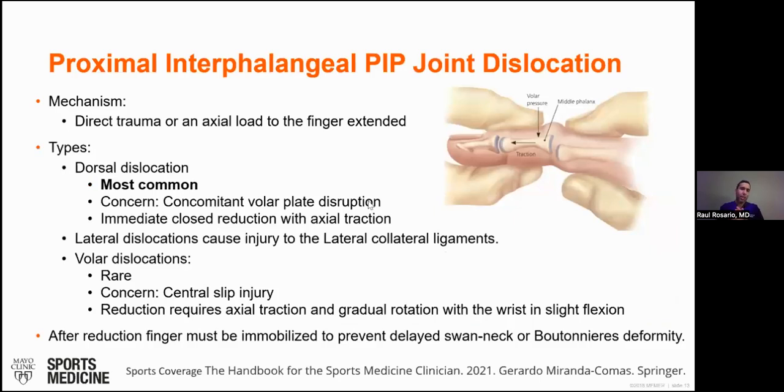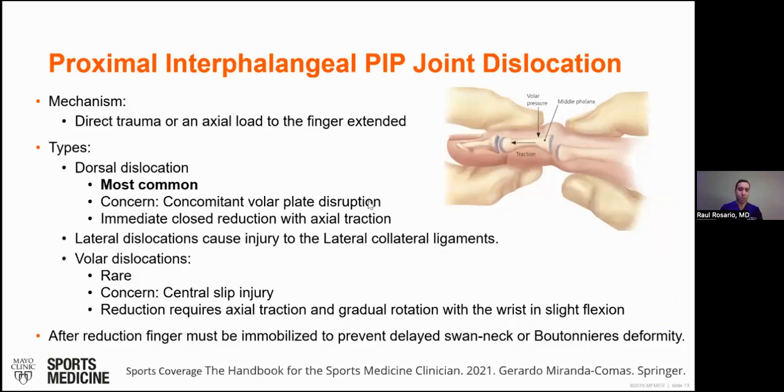So another thing that can happen in the upper extremity is dislocations of the fingers, and this can be caused because of direct trauma from the ball. So a dislocation of the PIP joint, proximal, of the finger. There are different types of dislocations, and the most common one by far is the dorsal dislocation, which is the one that you see in the picture.